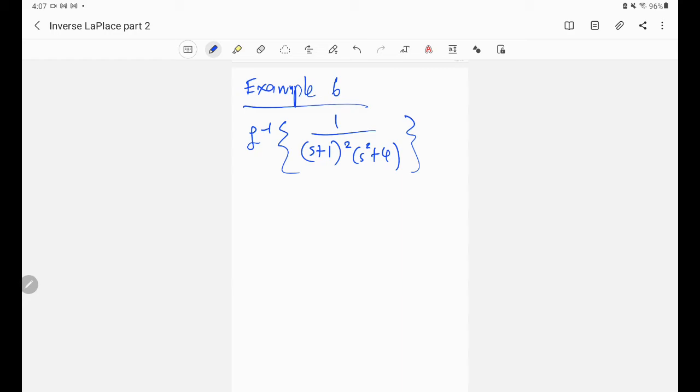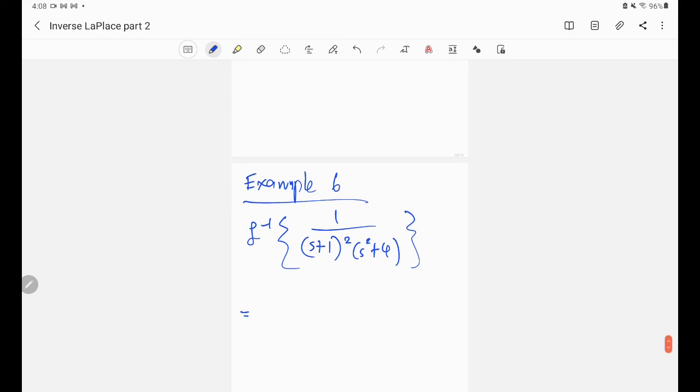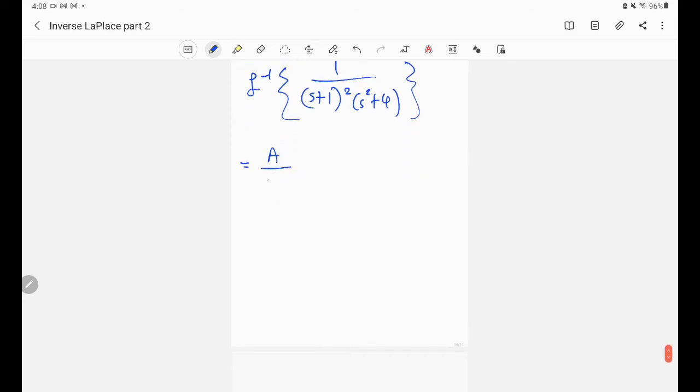So similar to previously, because there's an (s plus 1) squared, that means there's a repetition in the roots. So we can write this as A over s plus 1, plus B over (s plus 1) squared, similar to just now when we had s squared, s, 1 at the numerator. And for this one, because it's quadratic, we have Cs plus D over s squared plus 4.